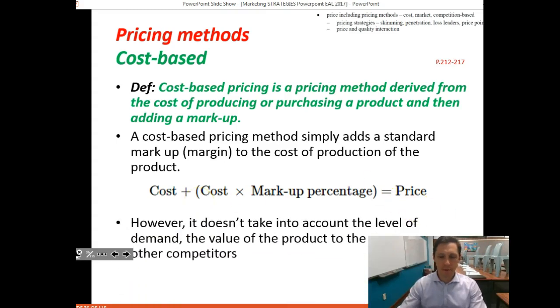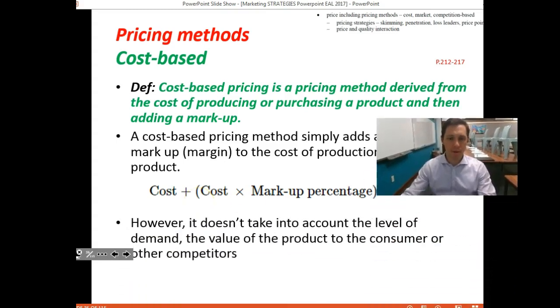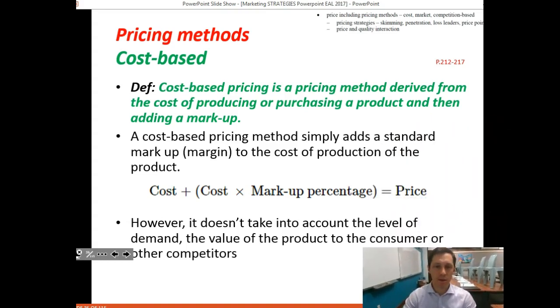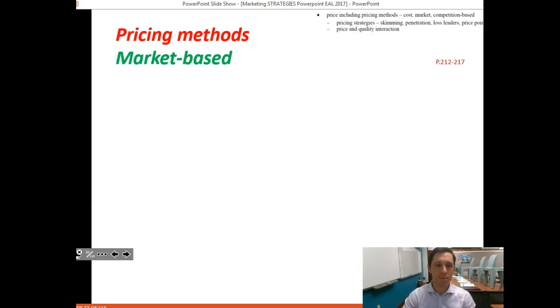However, that particular method doesn't take into account the level of demand and the value of the product to the customer or other competitors. It's simply about recouping costs and adding a margin on top, without really considering those external factors. And that's really what pricing strategies do. They do take into account those additional external factors, so the value of the product to the consumer, for example.